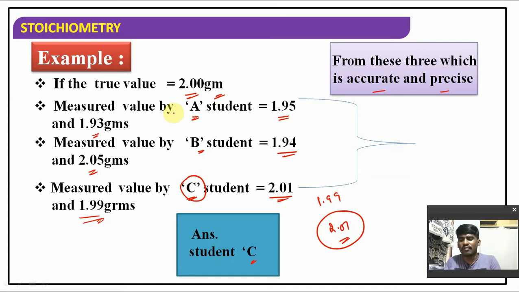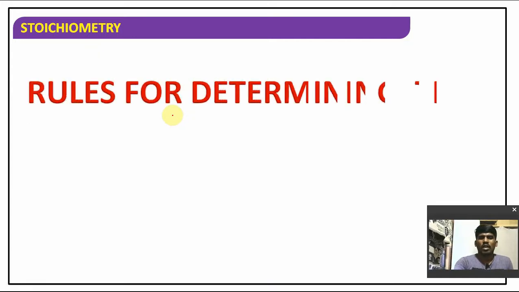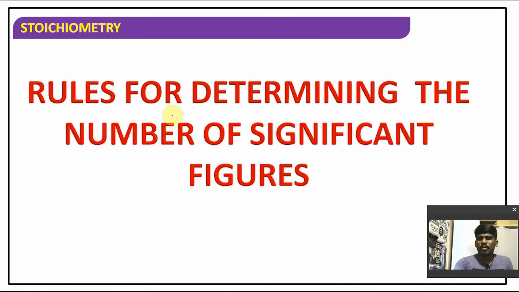Obviously, when humans are handling it, it always gives some sort of errors. Hope you understand this point. Is it clear for you, right? Okay guys, hope you understand. Now you have understood what is precision and what is accuracy.